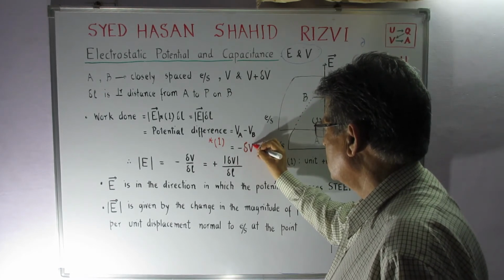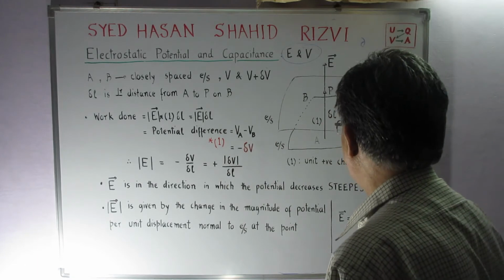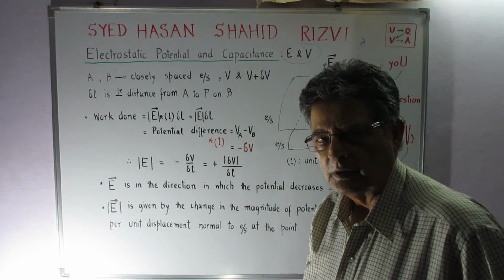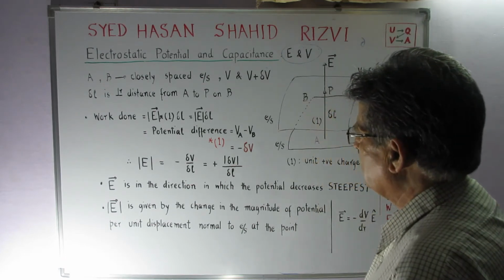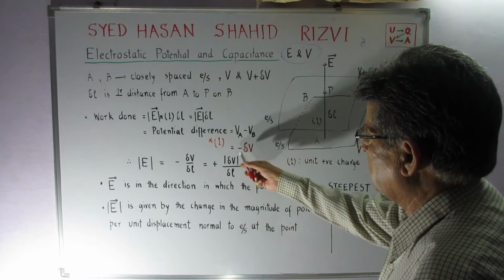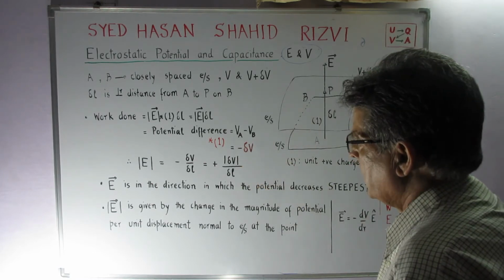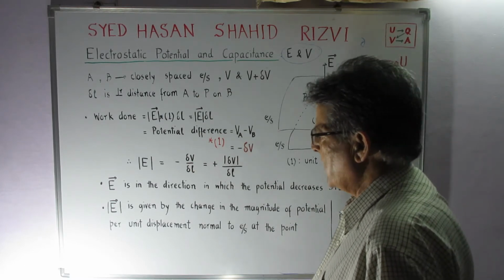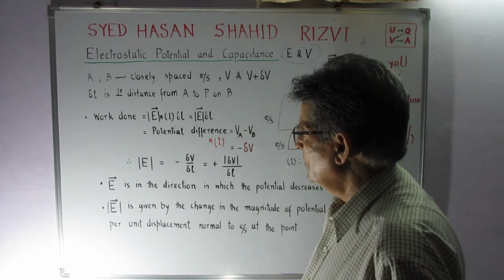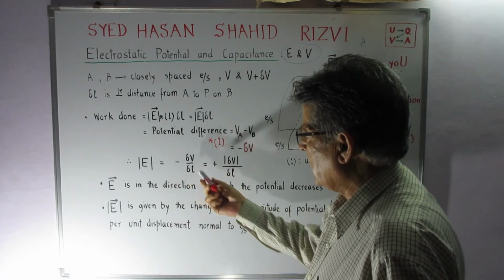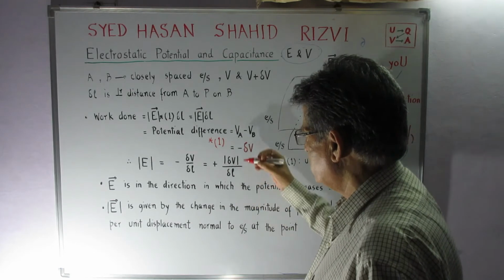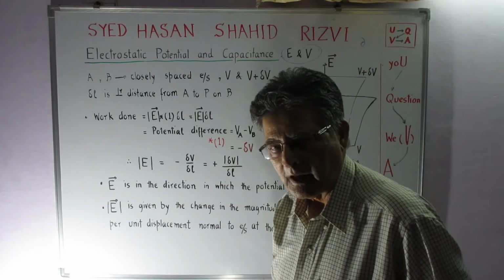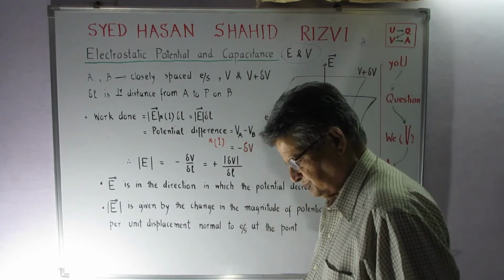because VA is equal to V and VB is equal to V plus delta V. So this minus this will give us minus delta V, and therefore we can write the magnitude of the electric field as equal to minus delta V upon delta L, or I can write this as plus the magnitude of delta V divided by delta L. Okay. So what is that?